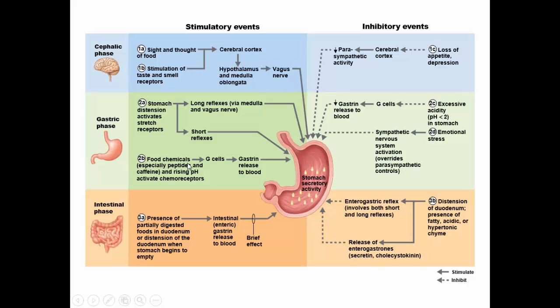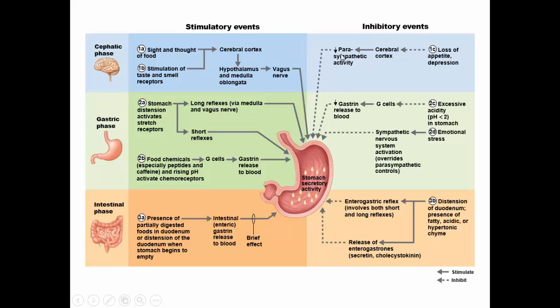Gastrin is truly a hormone. It's secreted by stomach cells, but it gets in the bloodstream. When the blood gets back to the stomach, it causes stomach secretions. And then as we get into the intestinal phase, there is a brief stimulation of the secretions of the stomach. This is very brief because we want the stomach to finish up what it's doing so we can move the food to the next phase of digestion.